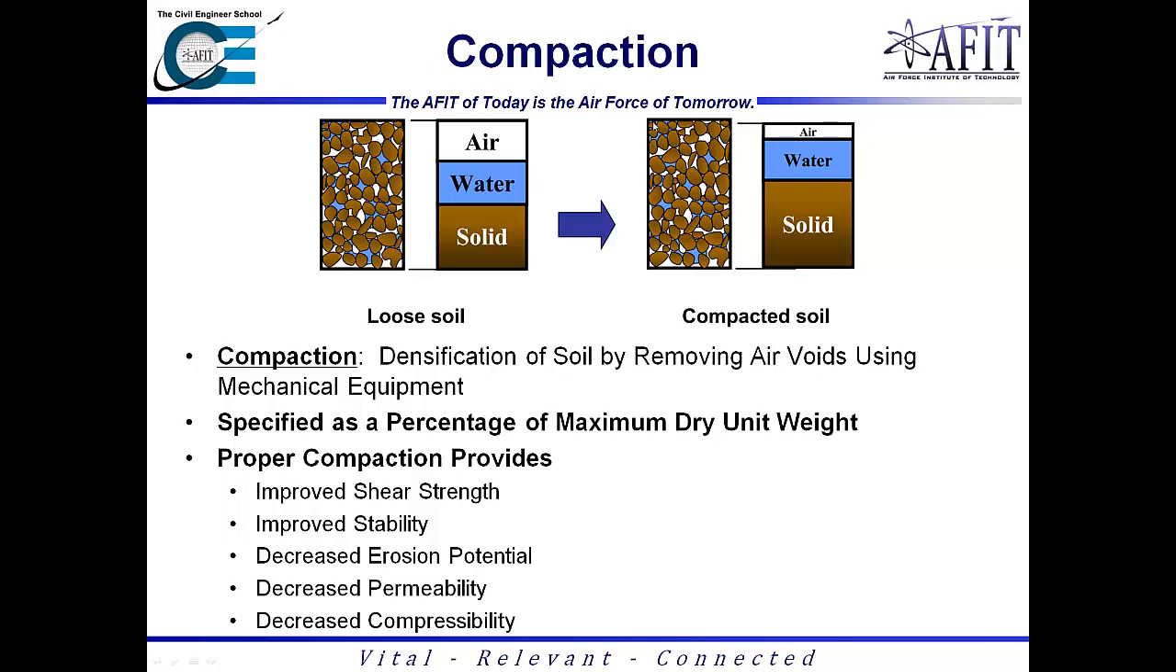And so what we can do by compacting the soil is get more material in there. Basically, we're getting better interlocking characteristics between the soil, and we're also increasing the actual unit weight. So proper compaction provides improved shear strength, improved stability, decreased erosion, permeability, and compressibility. And compaction is typically specified as a percentage of the maximum dry unit weight, using either the Proctor or the modified Proctor test.